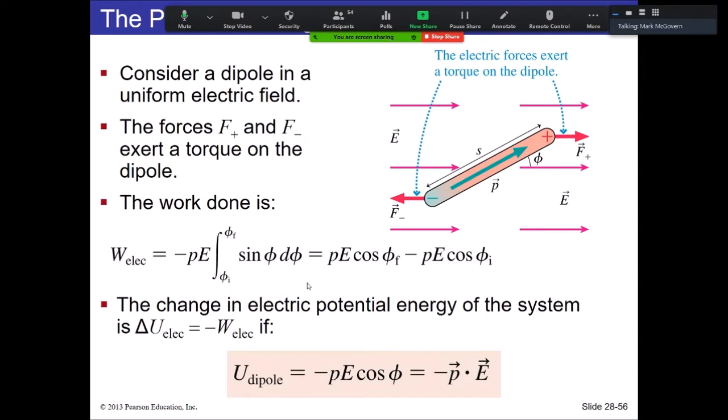And if we identify the fact that the change in potential energy is equal to minus work, which it always is for conservative forces, then we see that each one of these terms represents a potential energy of the dipole. And it's given by this quantity down here, PE minus PE cosine theta.